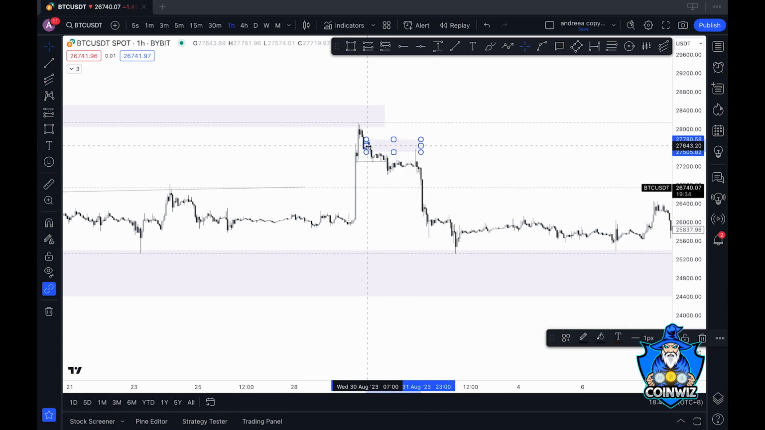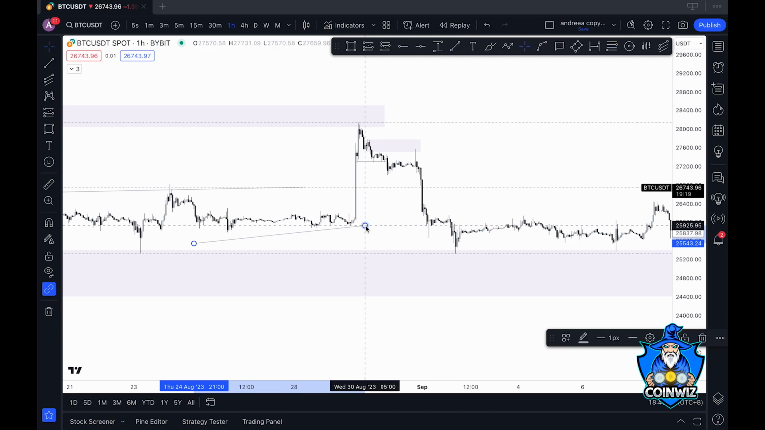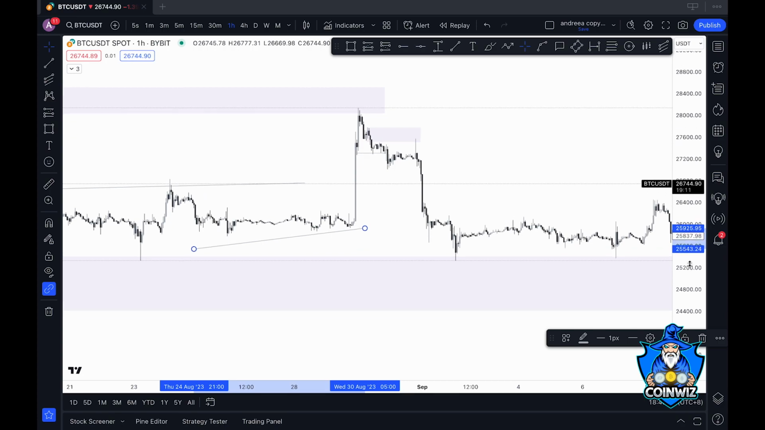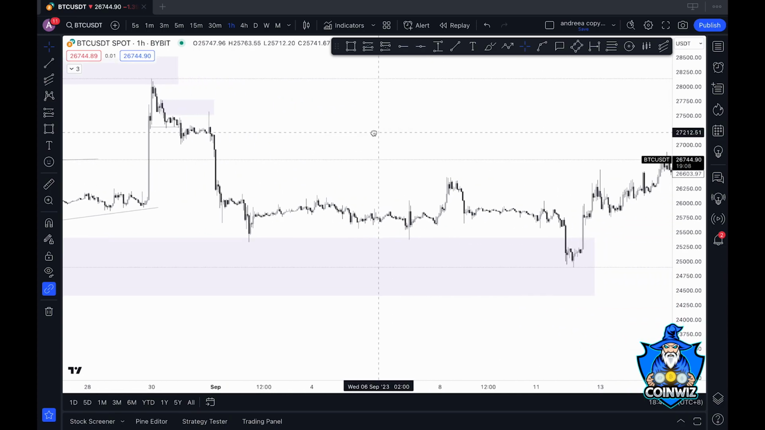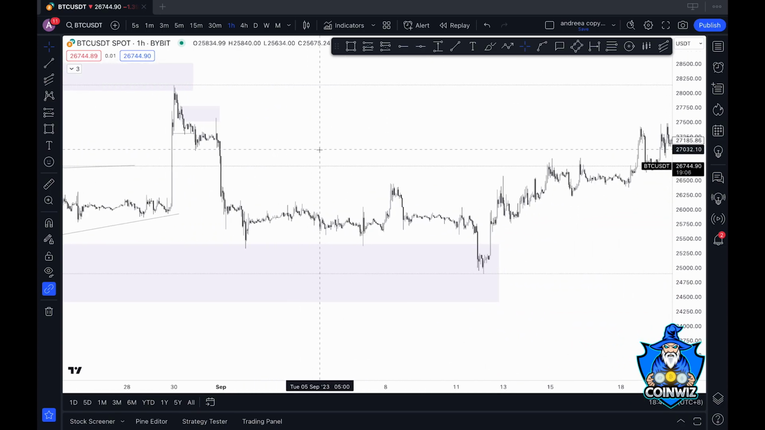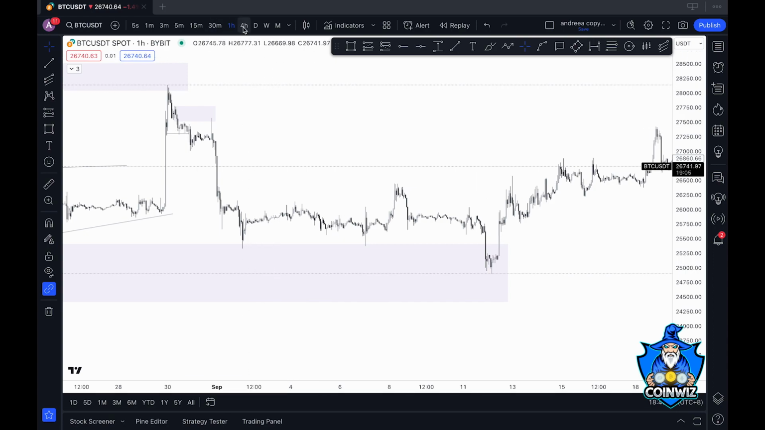After the change of character, there was this supply zone over here, close to the extreme area. The price stopped into it, and then it went completely bearish. Where did it go? It went exactly for the external liquidity or the sell side liquidity, however you want to call it. And right now, look what's happening over here.